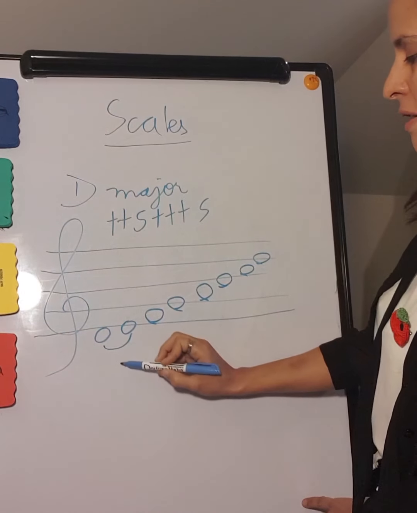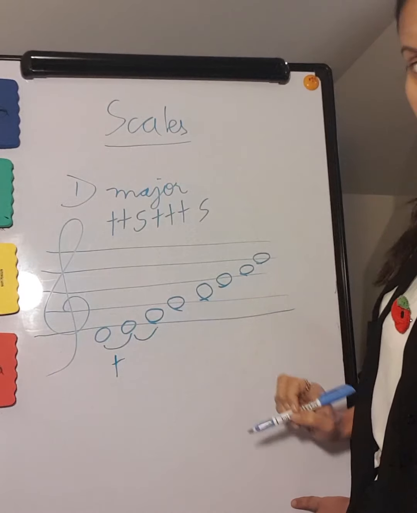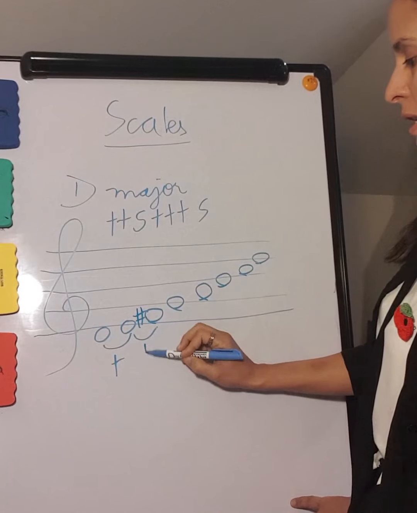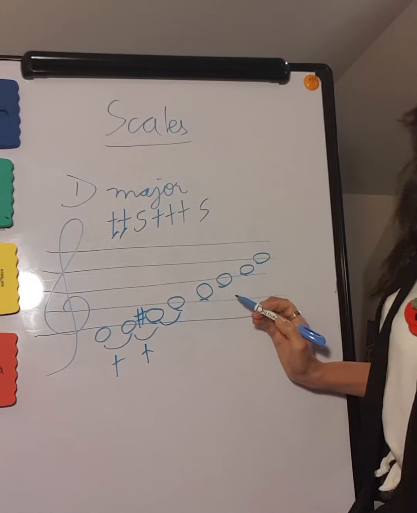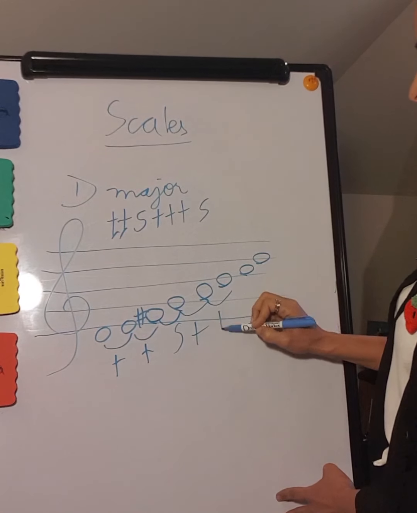D to E, we have a tone. E to F, we have a semitone. How do we make it a tone? You raise the F, so you make it a tone. Then you need the next semitone. F sharp to G, we already have a semitone. G to A, you have a tone. A to B, we have a tone.